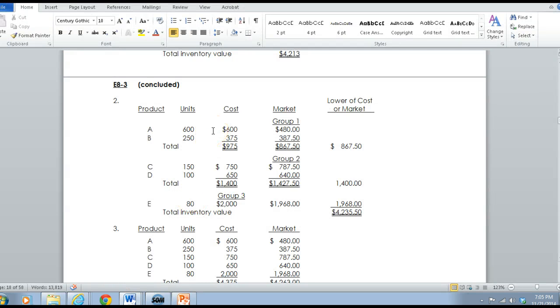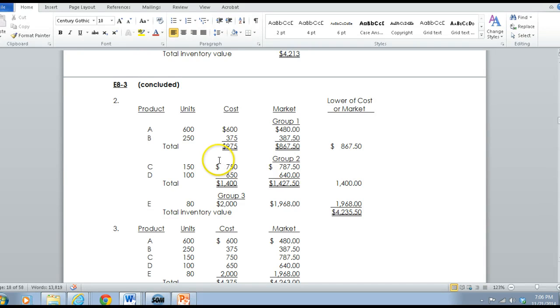So we've got our 600, our cost here is $9.75, but when we come up with the market value, we're at $8.67. So what we've done here is we've combined the costs here, and then in this scenario we've also shown the market value here. So the lower of cost or market is going to be the $8.67.